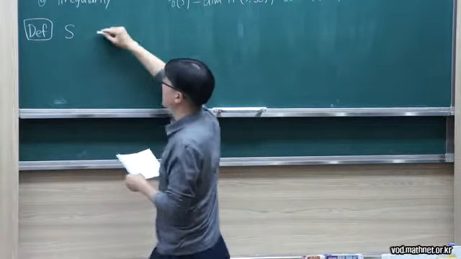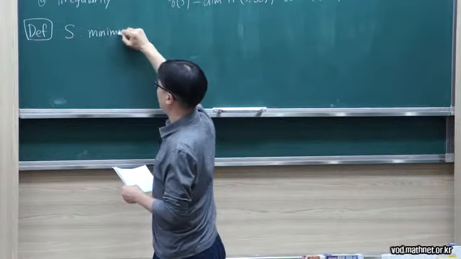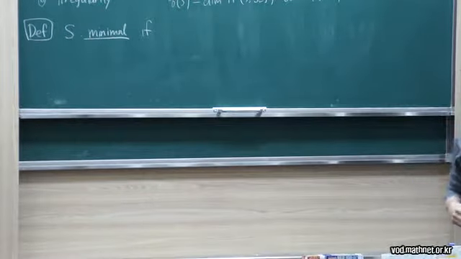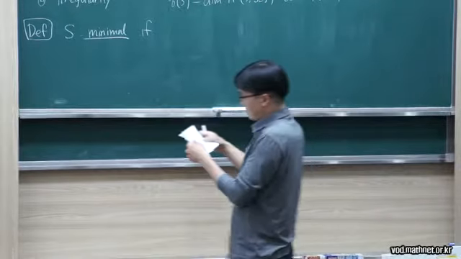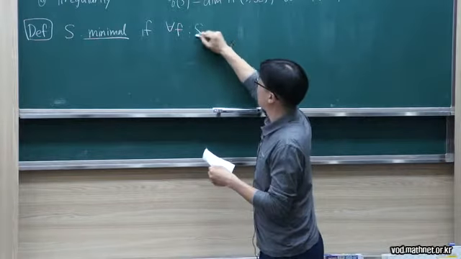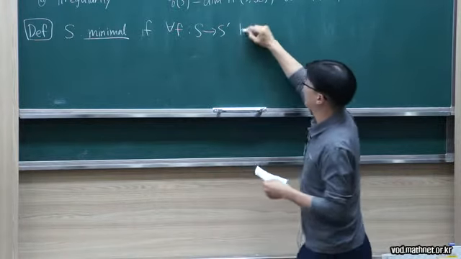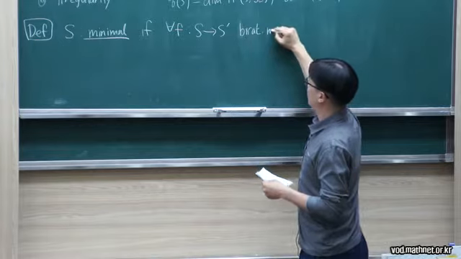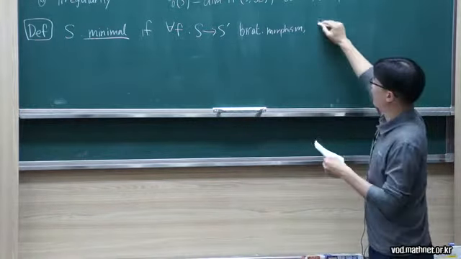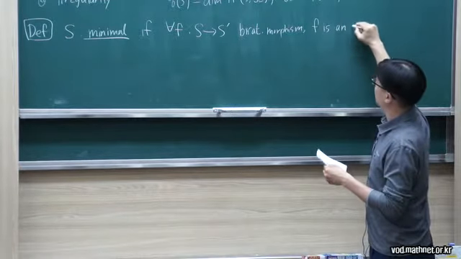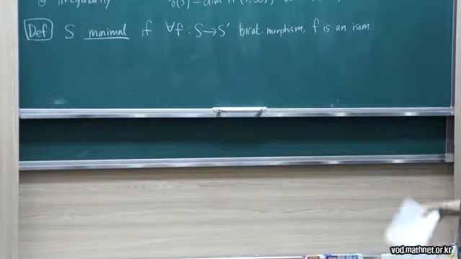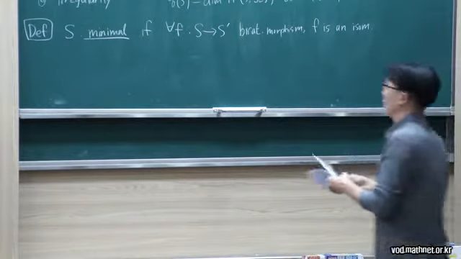So a surface S is called minimal if it is really minimal in the birational sense. And by that I mean for any given birational morphism f, if f is an isomorphism, then this surface S is called minimal. Okay.